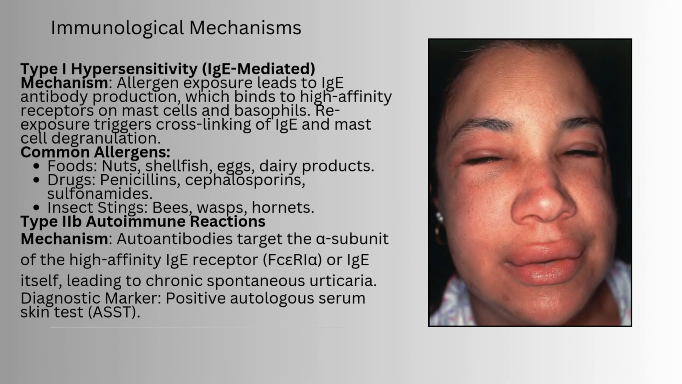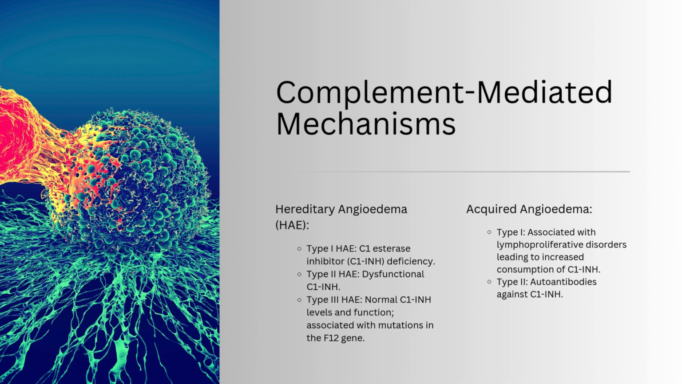Type IIb autoimmune reactions. In chronic spontaneous urticaria, autoantibodies target the high-affinity IgE receptor, FcεRI, or IgE itself. This leads to continuous activation of mast cells and basophils, independent of allergen exposure. Complement-mediated reactions, seen in conditions like hereditary angioedema, HAE, where there's a deficiency or dysfunction of C1 esterase inhibitor, C1-INH. This deficiency results in uncontrolled activation of the complement and contact systems, leading to excessive bradykinin production, a potent vasodilator.